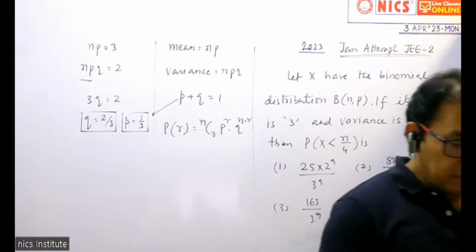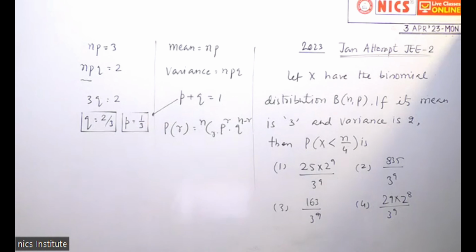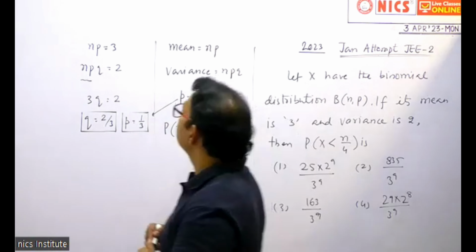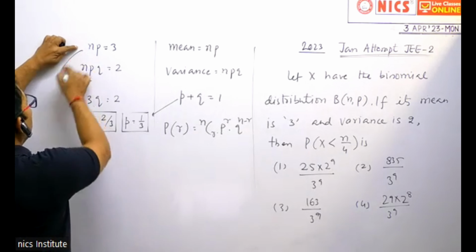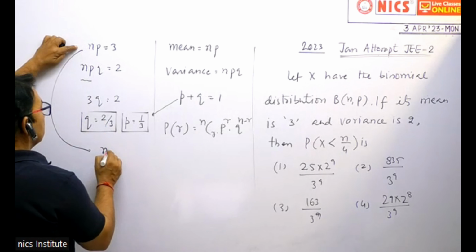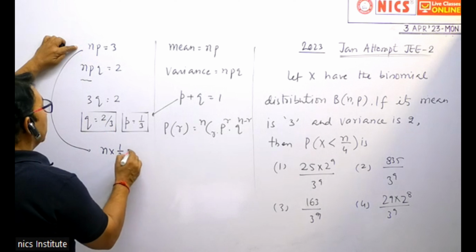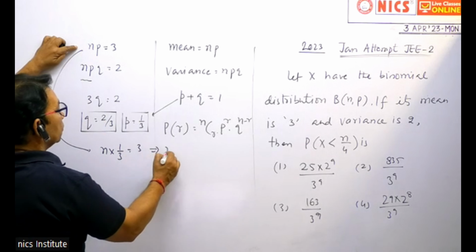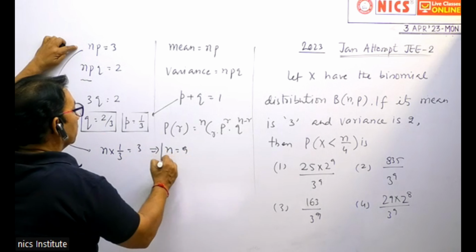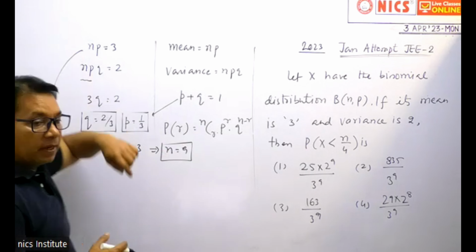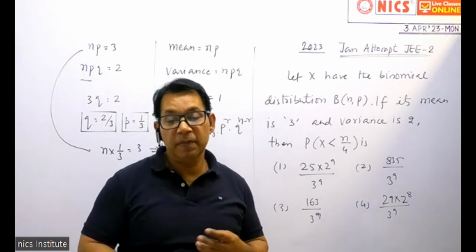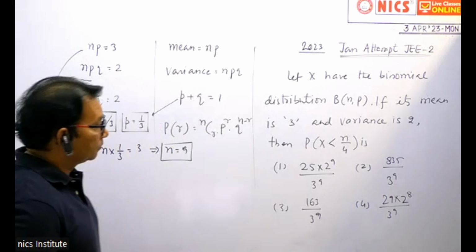You can also find the number of trials, N. What will be N? NP is 3. So NP is 1 by 3 N equals 3. That gives you N is equal to 9. The value of the number of trials, that means this particular experiment has been done N times.